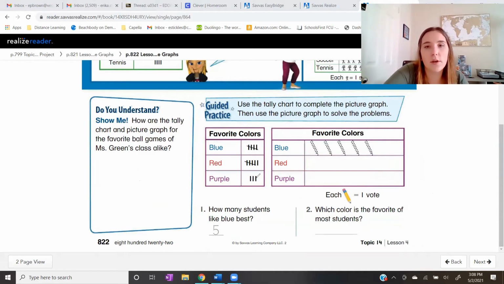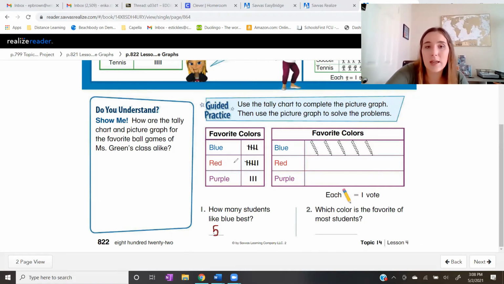So this is our tally chart here. It's telling us how many students chose each color as their favorite. It says how many students like blue best. So we have 1, 2, 3, 4, and then remember the one that goes across is number 5. So there's 5 students who chose blue as their favorite.